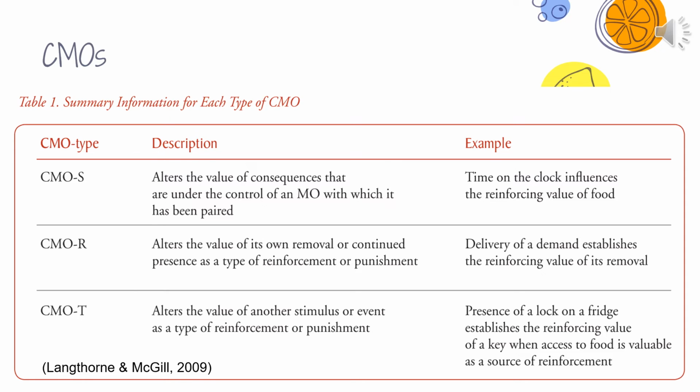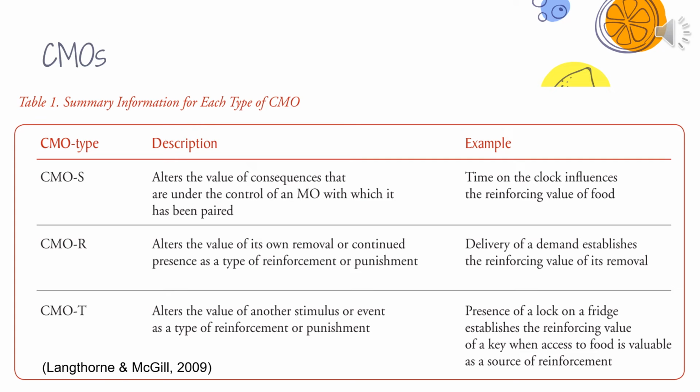For the sake of this presentation, we're going to keep it simple and only go over a description and example of each. A CMO-S alters the value of consequences that are under the control of an MO with which it has been paired. For example, the time on the clock influences the reinforcing value of food. The time would be a CMO-S because it has been paired with food.